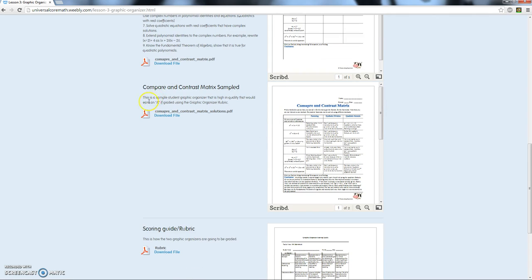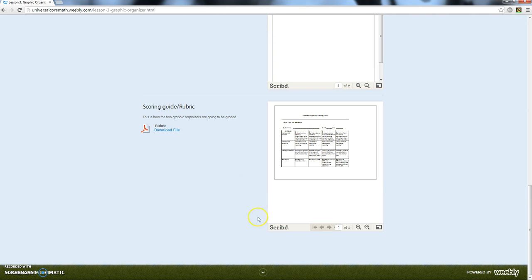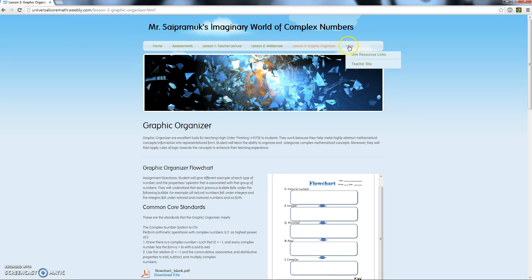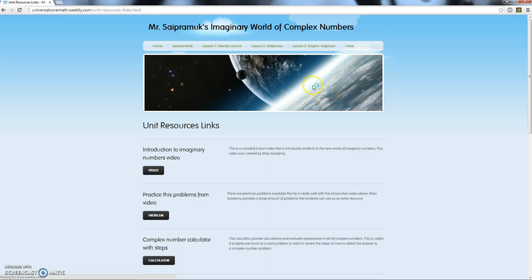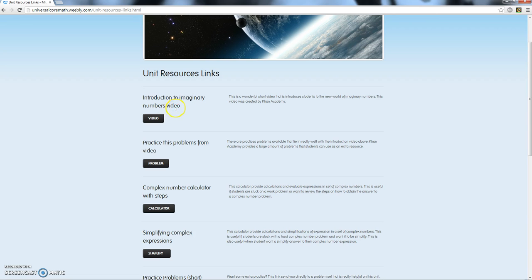Here is the example. I completed this myself. So this is sort of what the kids can refer to if they need guidance, and the rubric is down here. So the best part is the unit resource section here. You have some videos as well as practice problems for the videos.